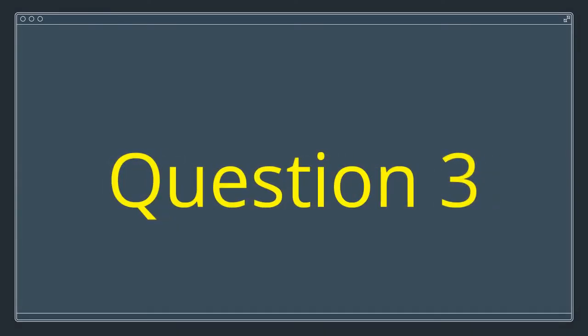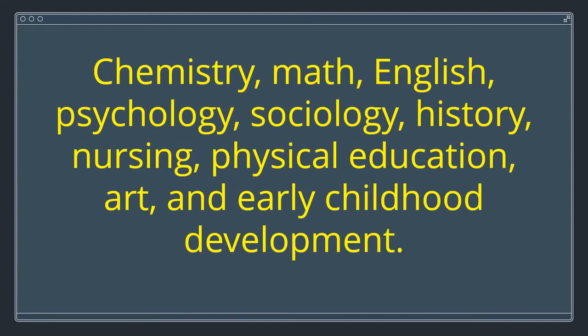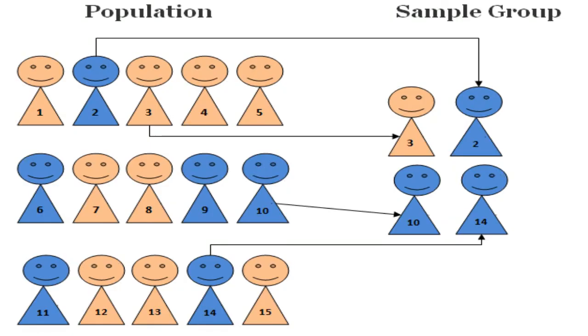Question 3. Now, suppose we take a third sample. We choose 10 different part-time students from the disciplines of chemistry, math, English, psychology, sociology, history, nursing, physical education, art, and early childhood development. Each student is chosen using simple random sampling. Using a calculator, random numbers are generated and a student from a particular discipline is selected if he or she has a corresponding number.